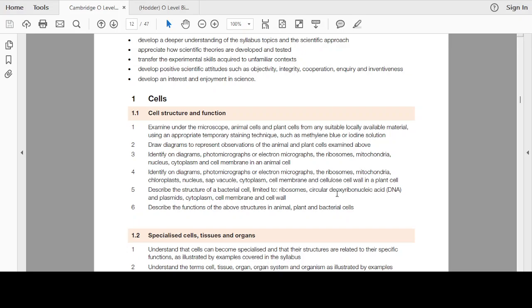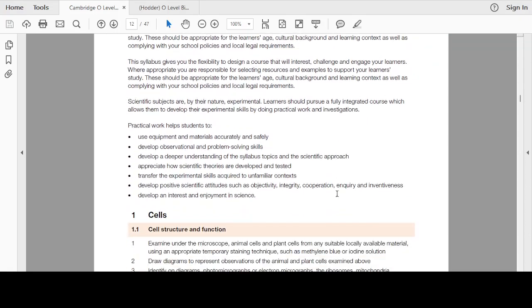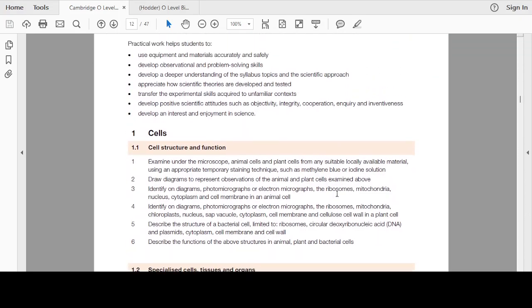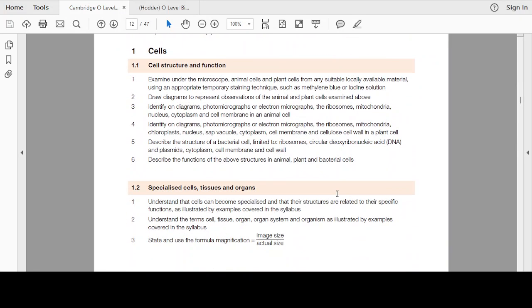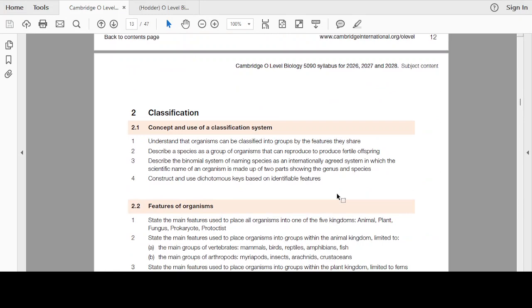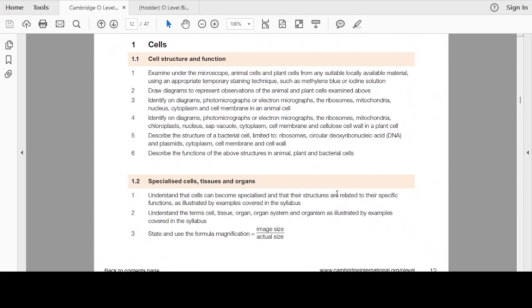Now, coming to details of the syllabus, right, the subject content. I'm not going to go over each topic in detail, but what I want to highlight is that the syllabus is a very useful document. So you can see over here that they've given you the name of the chapter, cells. That's the very first one we'll be getting into. And then, for cell structure and function, and then specialized tissues and organs. Those are the two subtopics of the chapter. And then they've given you a list of things you need to know.